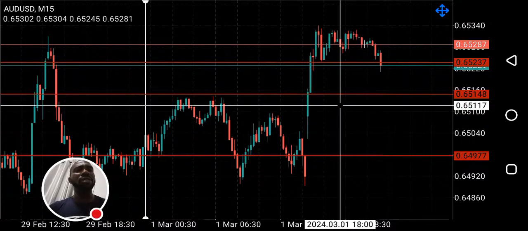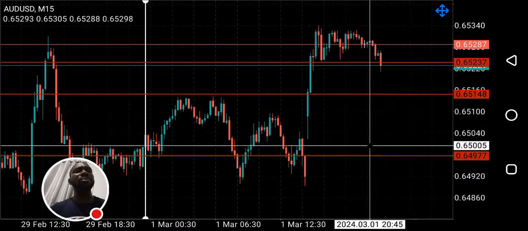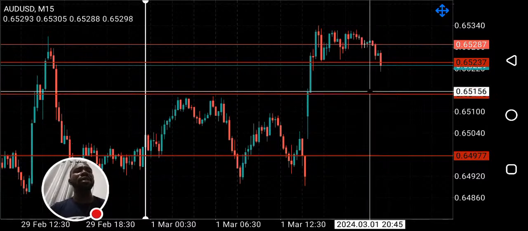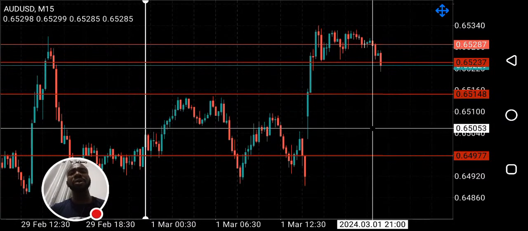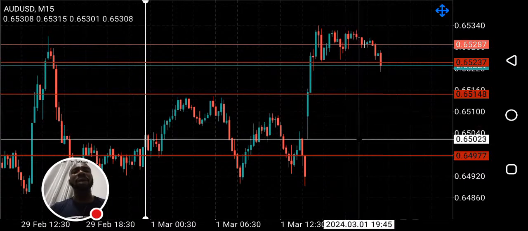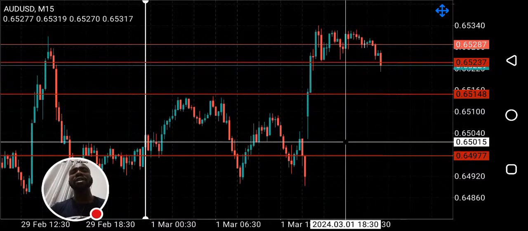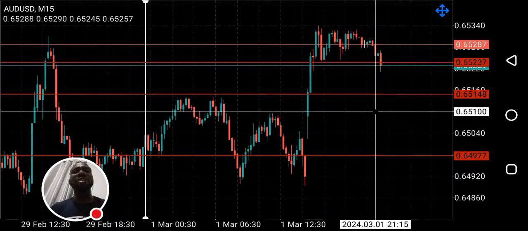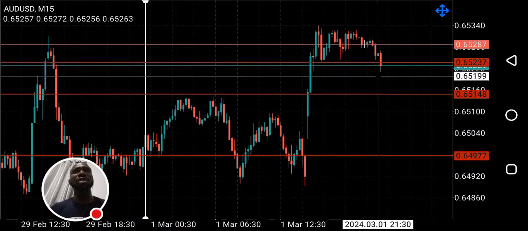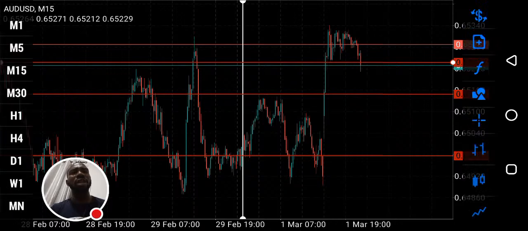So we want to see price fill this gap before we buy. I hope that is clear. Price should fill this gap before you consider buying. So when price gets into this zone, into this gap, you wait for a bullish reversal pattern to form inside this zone, inside this gap, before you buy. I hope that is clear. A bullish reversal pattern must form before you execute a buy trade. Okay, so that is it for Australian dollar USD.